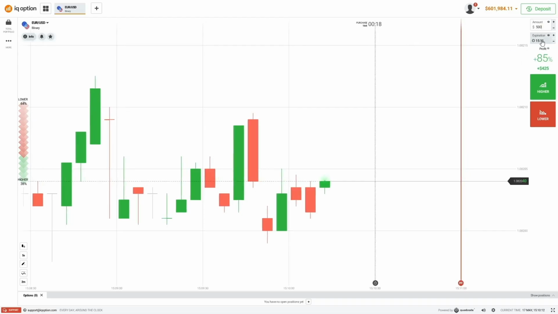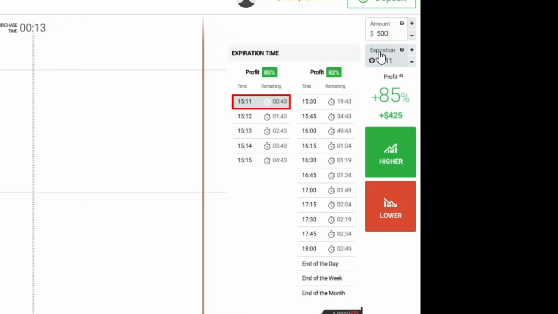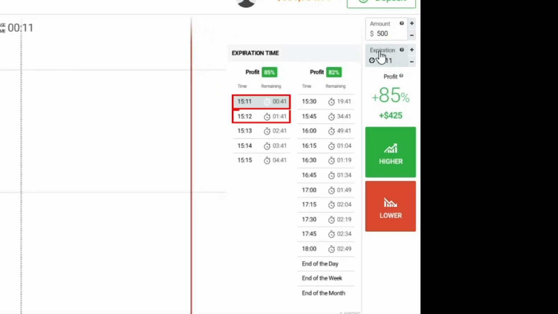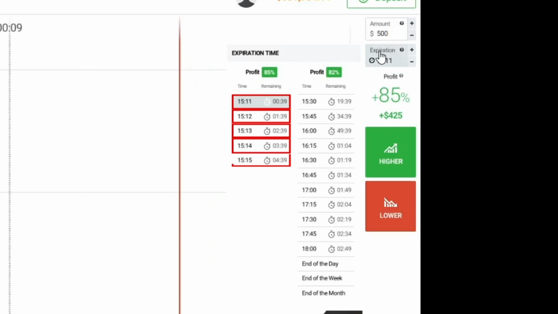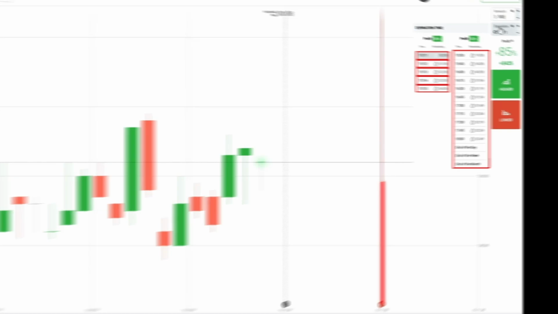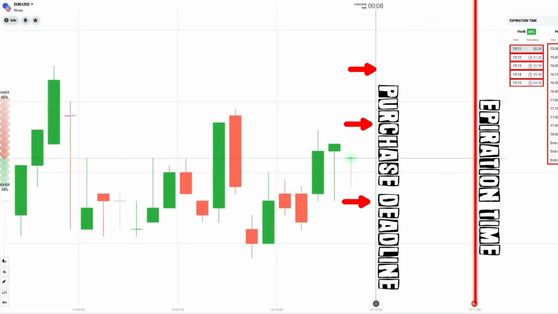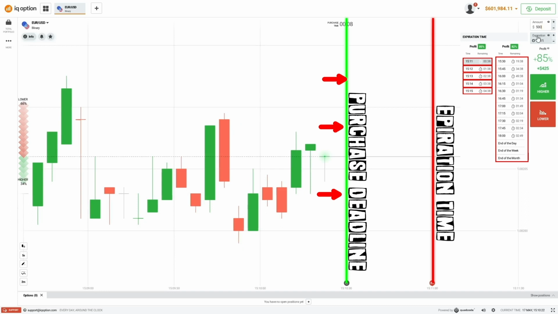Next, you can choose the expiration time here. My strategy works on the 1 minute expiration time, but you can have a strategy that works on the 5 minute, 10 minute, or 1 hour expiration time. The expiration time is shown on a chart by this red line. This white dotted line is the purchase deadline. Up to this time, you can buy multiple options of the same asset with a chosen direction.